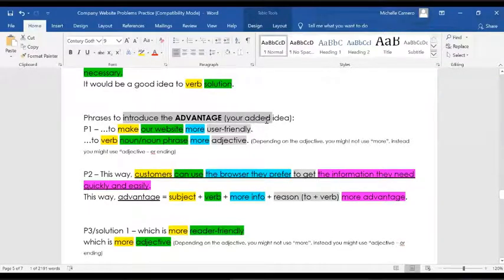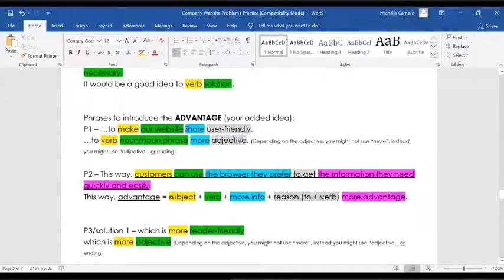All right, you can notice this is getting quite colorful, sorry. So to introduce the advantage, which is your added idea, for problem 1, it said to make our website more user-friendly. So it would be to plus verb and then a noun or noun phrase, more, and then adjective. Okay, so we've got make as our verb. Again, notice there's no ing, no ed, or s on the verb because you've got to in front of it because it's infinitive. Our website is a noun phrase. Remember, a noun phrase is a group of words with no verbs. And then we've got more and then adjective.